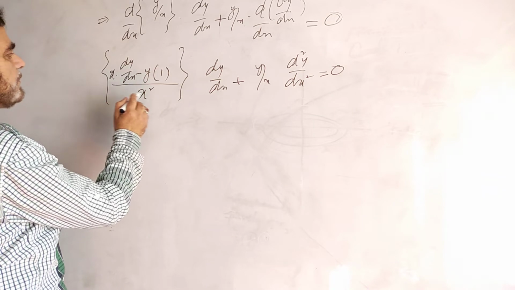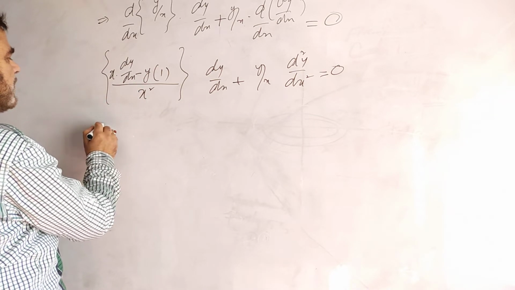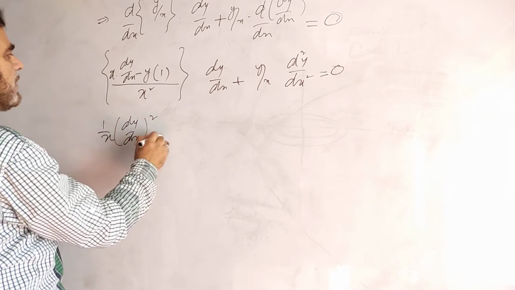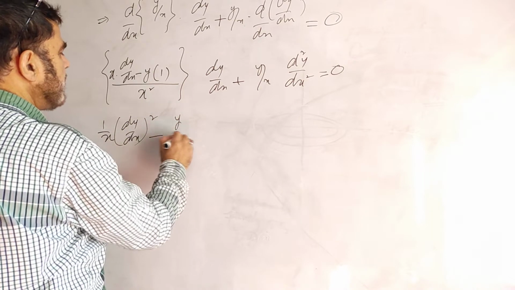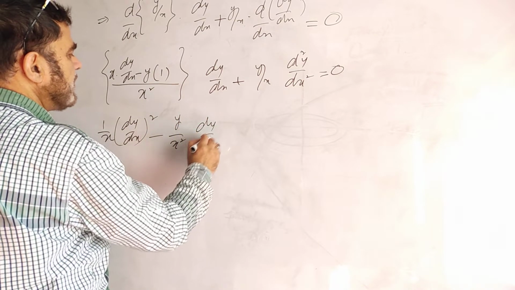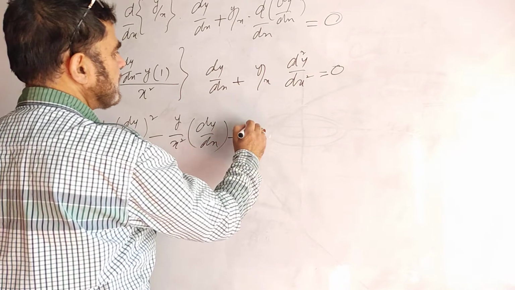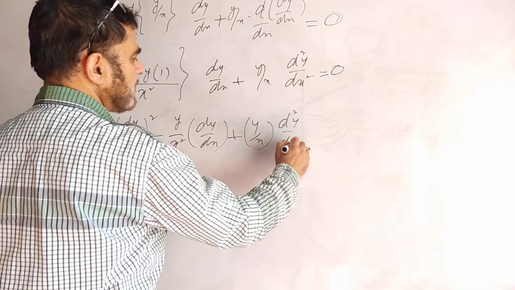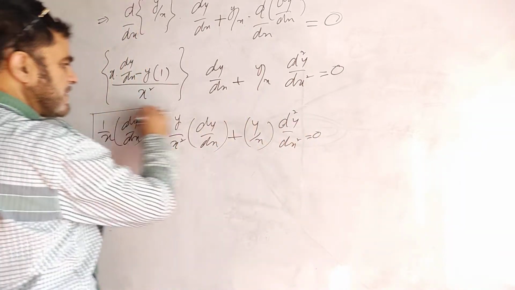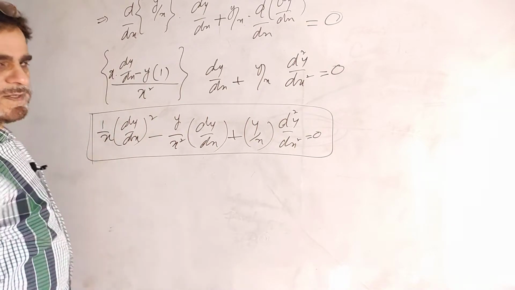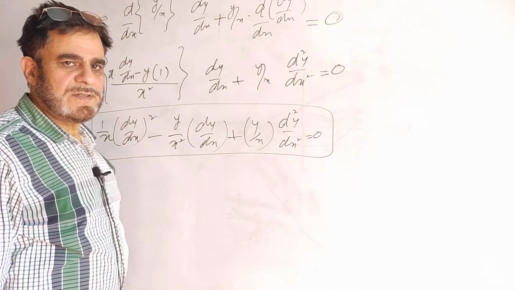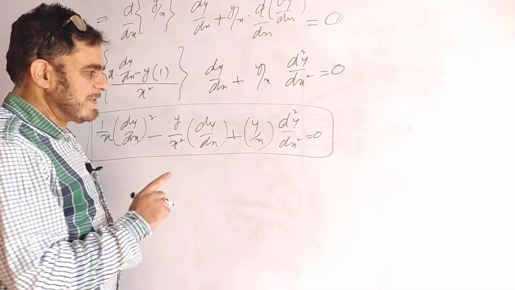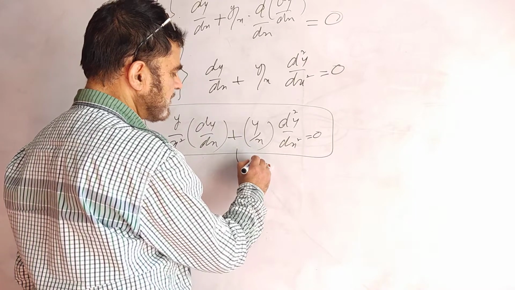You can write it in this way also. It is 1 by x, dy by dx whole square, minus y by x square, dy by dx, plus y by x into d2y by dx square. In other words, you will now say this is the equation which is satisfied by each member of the ellipse family that I have shown you, each member of that family. It will be called a differential equation.